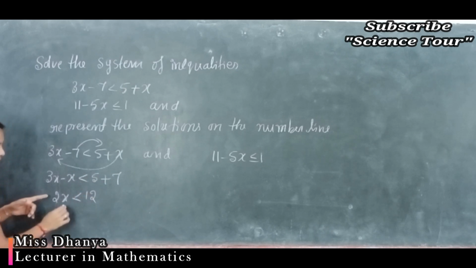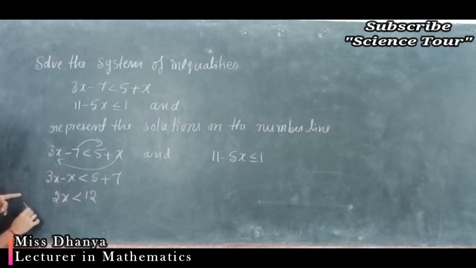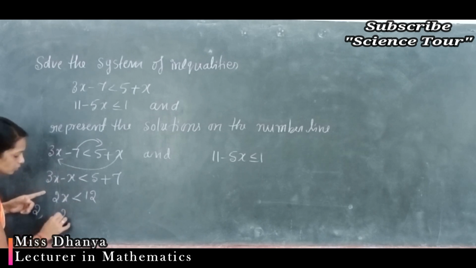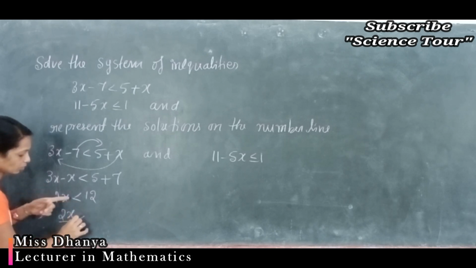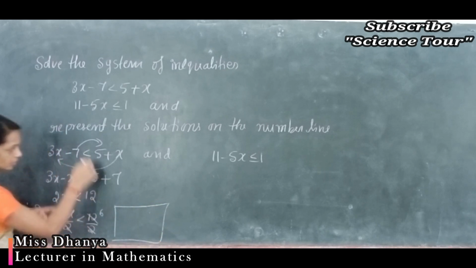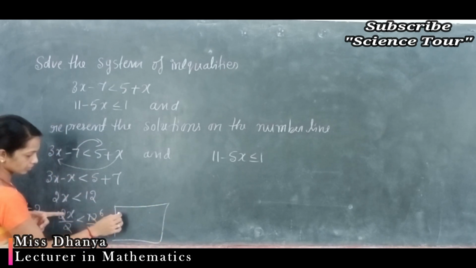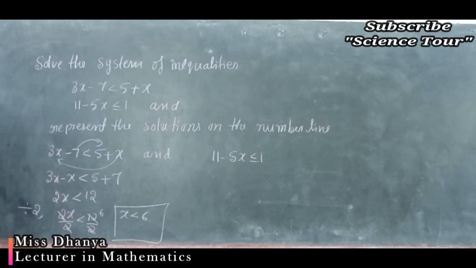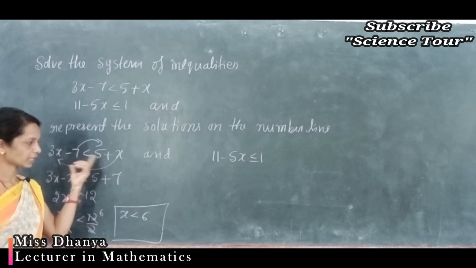5 plus 7 is 12. Here you have to make the coefficient of x equal to 1, but here 2 is multiplying. To cancel that you have to divide by the same number. We are dividing by a positive number, so you retain the inequality symbol as it is. So 2x divided by 2 less than 12 divided by 2. Here 2 cancels, 2 once, 2 6 times. At the end of this first inequality simplification, we get x is less than 6. That is the solution of the first inequality.